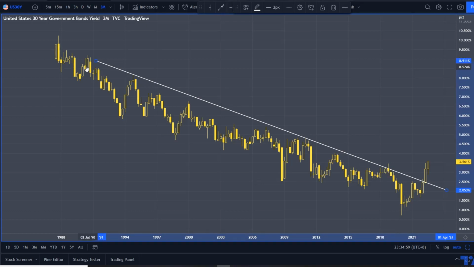Now, we could see how nicely it trended down over the last 40 years in this downtrend on the 30 years yield, and this is a 3-month chart, which means it's a quarterly chart. And also see how nicely the second quarter of this year in 2022, and now we're in the third quarter, it has convincingly broken above this downtrend line.